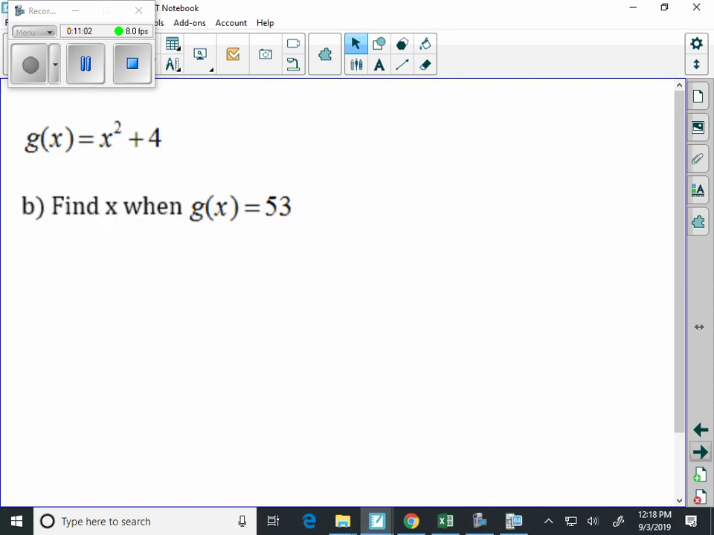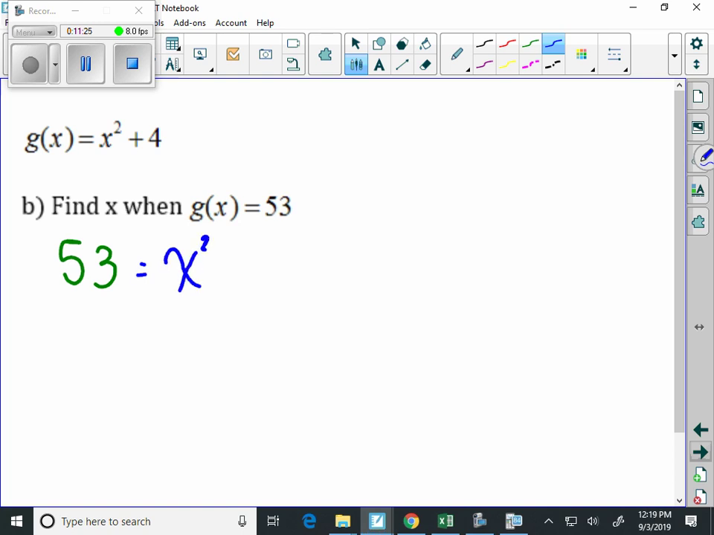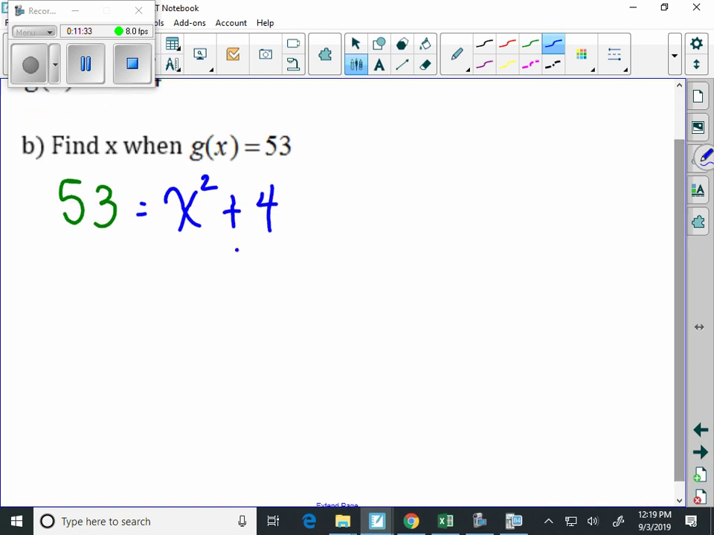g of x equals x squared plus 4. But look at what the problem is asking for. Find x when g of x equals 53. So replace the g of x in this particular problem with the 53. And it equals x squared plus 4. And we want to solve this equation. So we're going to subtract 4 from both sides. And we end up with 49 equals x squared.